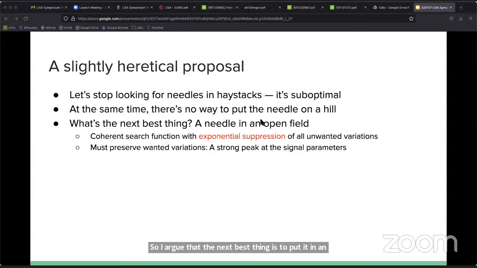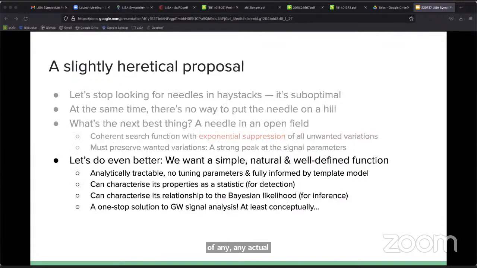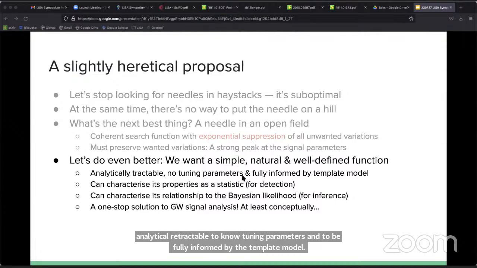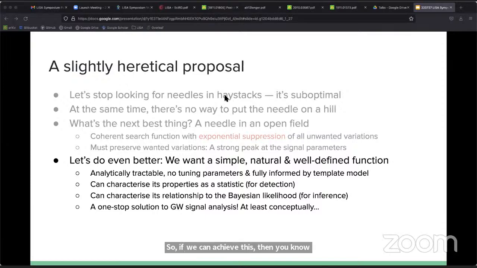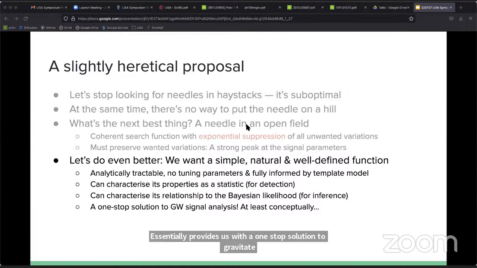And more precisely, I want to explore coherent search functions where all unwanted variations in the surface are exponentially suppressed. At the same time, it's important that such a function preserves all wanted variations, which is to say we must still have strong peaks at the parameters of any actual signal. And while we're doing this, we might as well try to do even better by requiring that the function be analytically tractable, to have no tuning parameters, and to be fully informed by the template model. So if we can achieve this, then such a function essentially provides us with a one-stop solution to gravitational wave signal analysis, at least at the conceptual level.